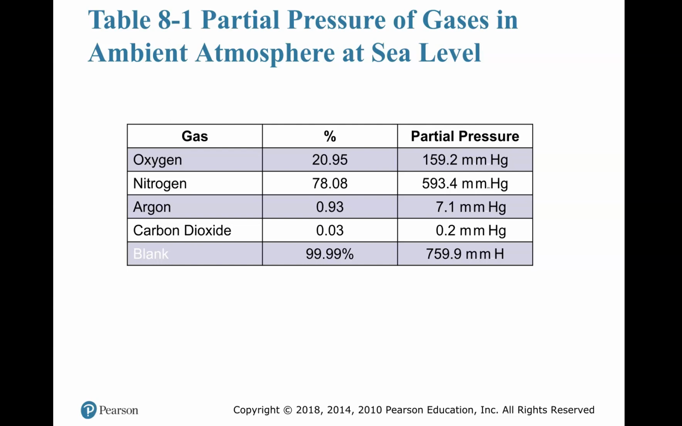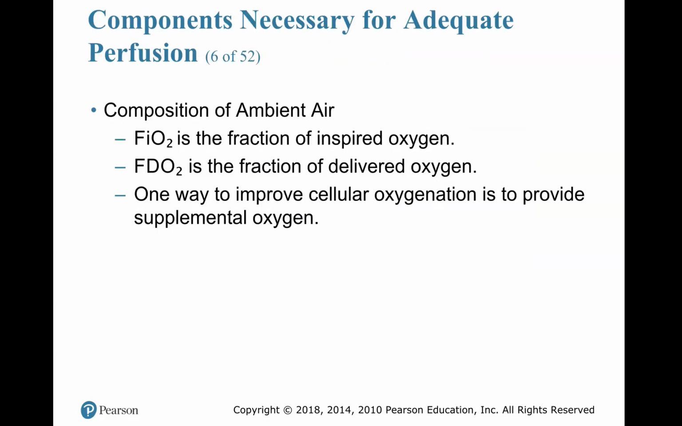And here's a table to show you partial pressures of gases in the ambient atmosphere at sea level. The gas on the left, oxygen, 20.95%. Partial pressure is 159.2 millimeters of mercury. Nitrogen, 78.8%, 593.4 millimeters of mercury. Argon, 0.93% or 7.1 millimeters of mercury, and carbon dioxide 0.03% or 0.2 millimeters of mercury. The remainder is 99.99%. That is not relevant. So oxygen, nitrogen, argon, and carbon dioxide is what we breathe in, and those are the percentages.